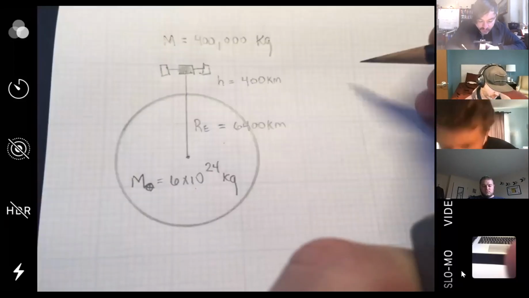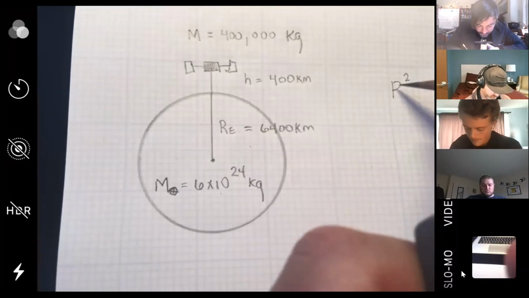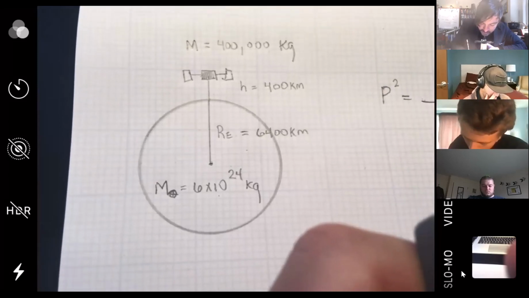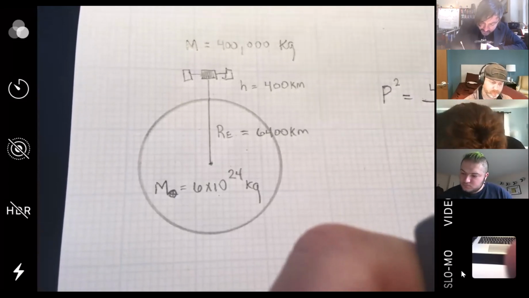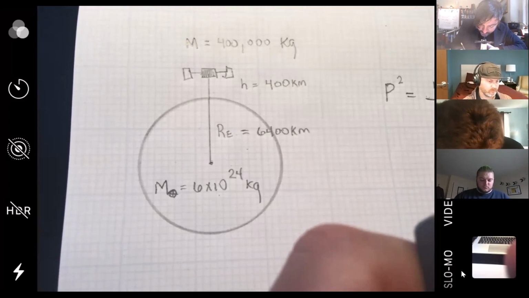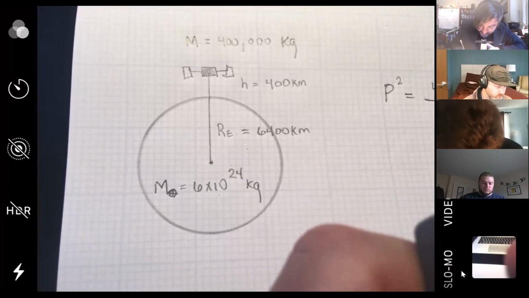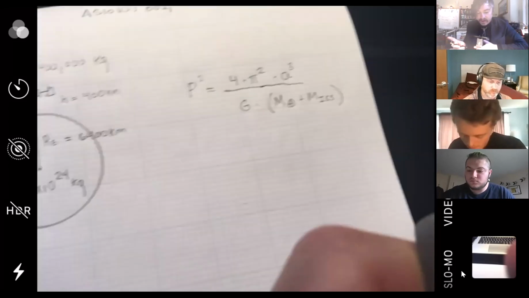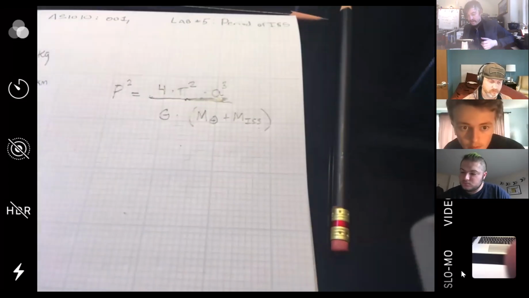All right, let's write down Newton's version of Kepler's third law. So we have P squared equals, division bar, 4 times pi squared times a cubed divided by G times the sum of the mass of Earth plus the mass of the ISS in parentheses.